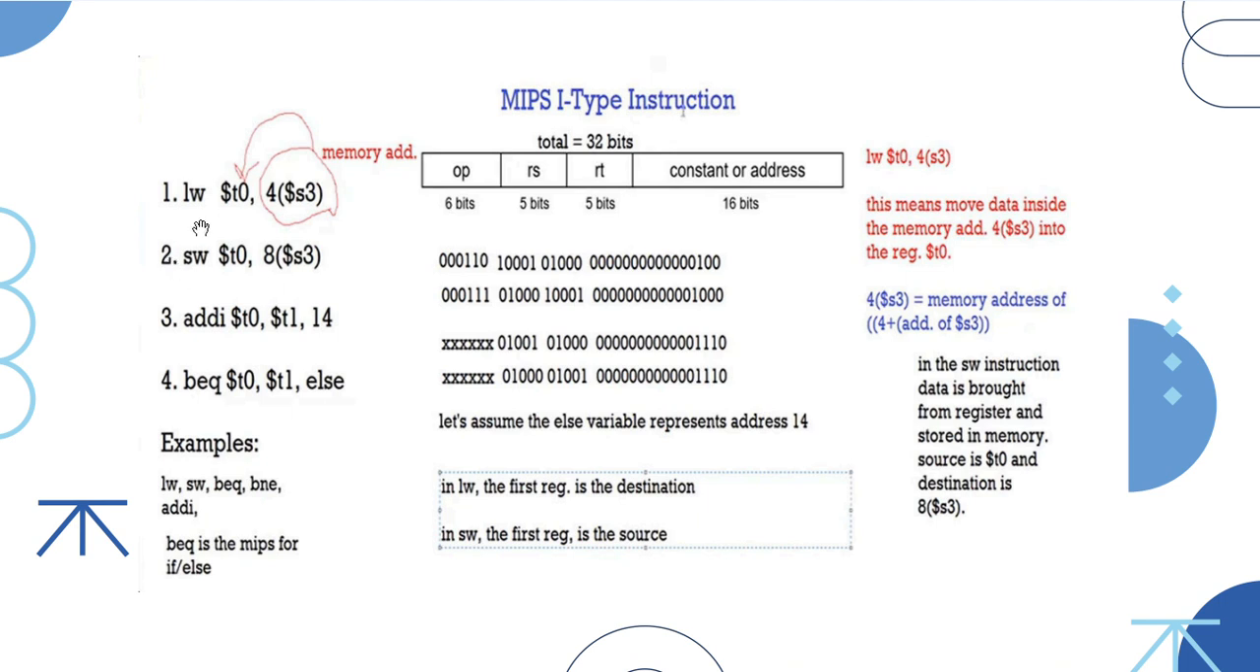In an instruction like load word, the value at 4 plus $s3 is stored in $t0. After that, the store word instruction, with 8 plus $s3, is stored from $t0. After that, the add immediate instruction, in which $t1 plus the immediate value 14 is stored in $t0. In this way, we learn about the I-type instruction. Examples of these instructions are load word, store word, branch if equal, branch if not equal, and add immediate.